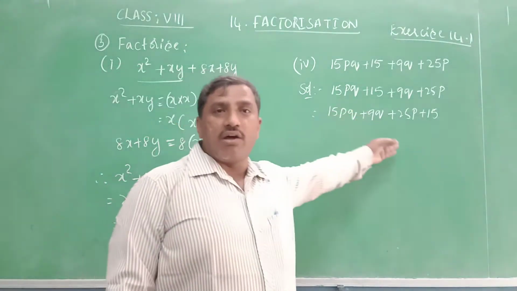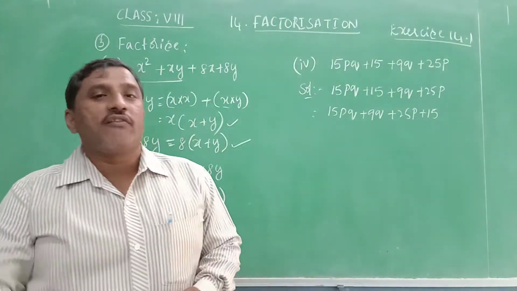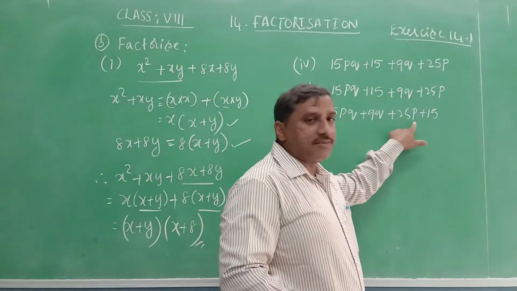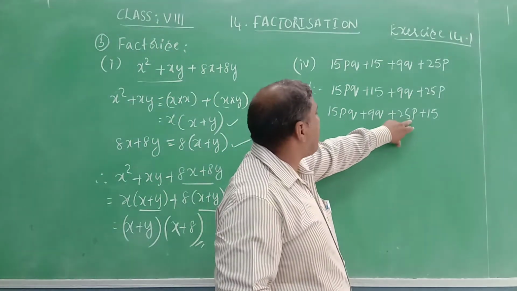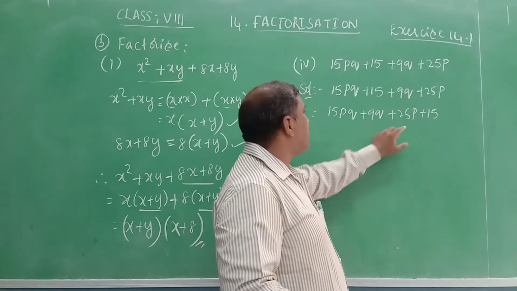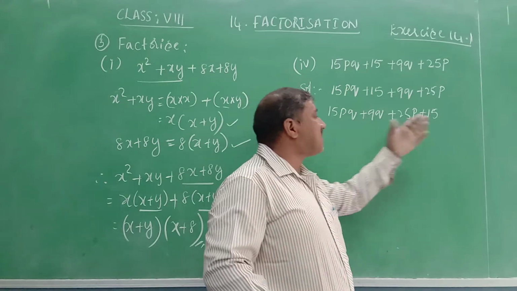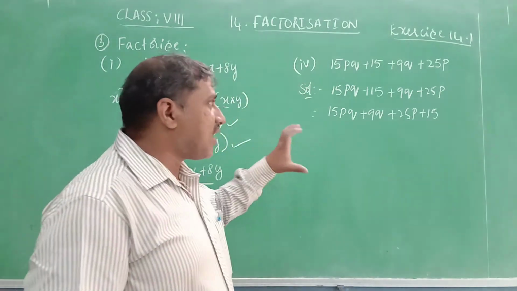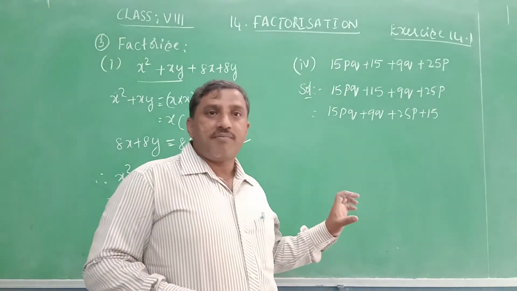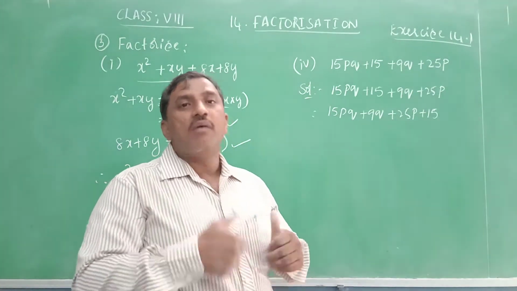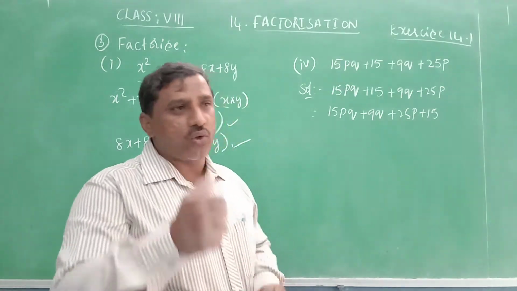We can also regroup in one more way if it is possible. Don't think that we will regroup these terms only in this way. You can bring 25p to here and 9q to this side also, if you take. You can interchange these two. In such cases also we will find the same factors. So the regrouping of the terms may not be in one form only. We can have more than one form to regroup the terms.